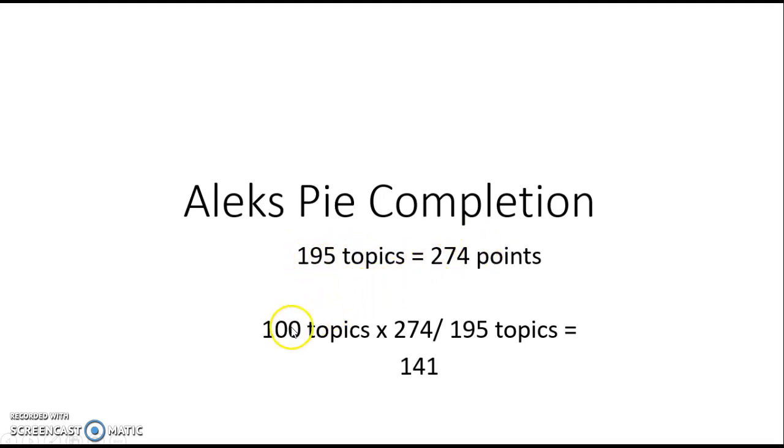So for example, say you're at 100 topics and you're not at 195. I'm going to take the 100 topics and multiply it times 294 where you should be, and then I'm going to divide it by 195, which is the amount of topics where you should be at this point, and you will get 141 points out of 274.